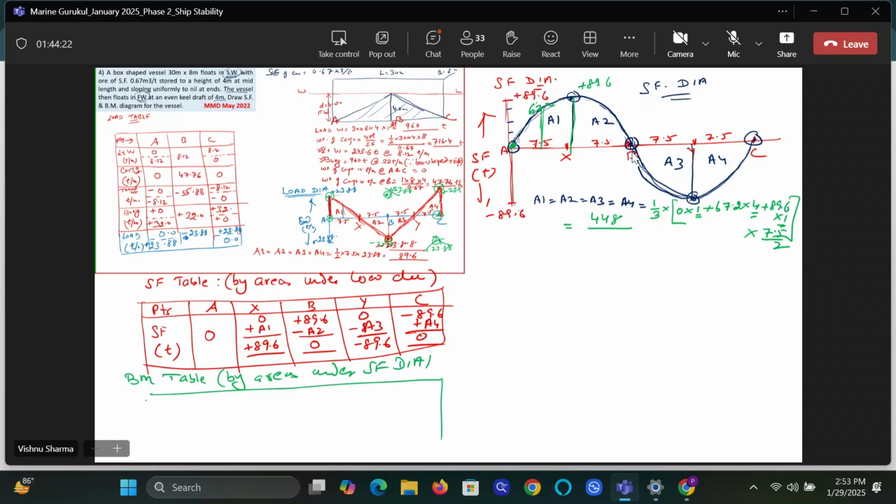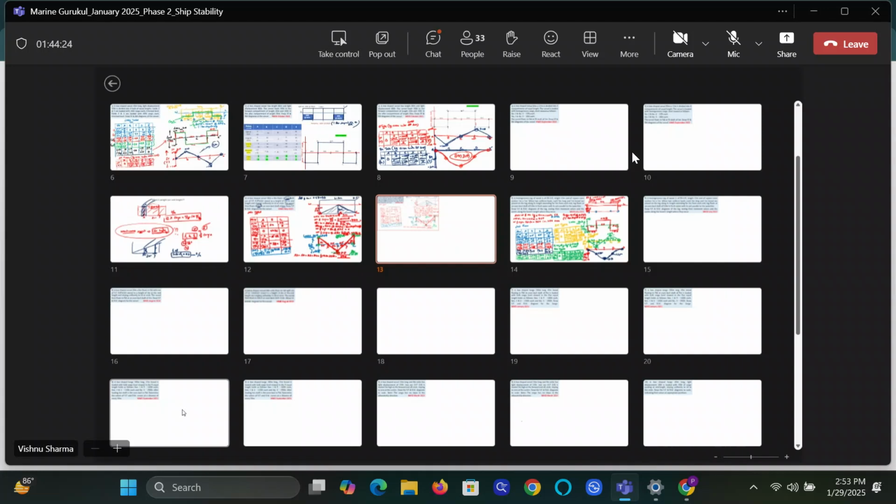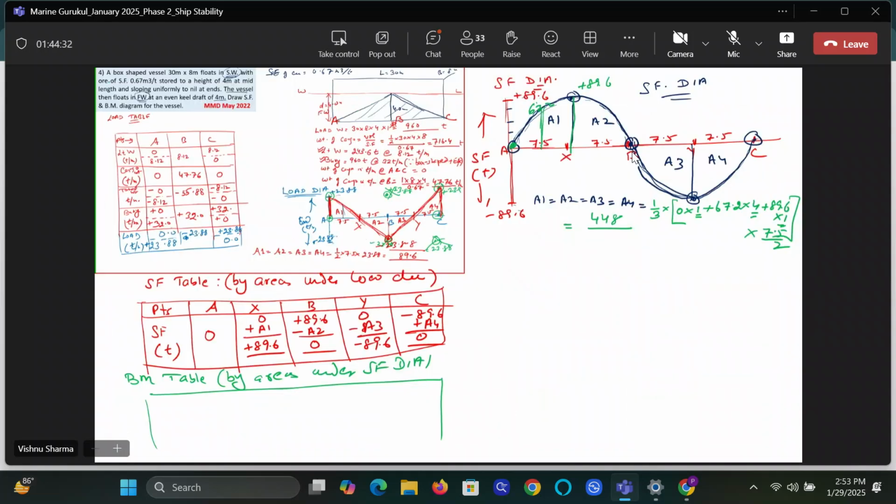Guys, if anybody has any doubt, you can interject a bit. Don't worry, you can interject. Where was I? Okay, let me just go back, it will come. Okay. One, two, three, four, 5. BM units will be ton meter, guys. It will be A, X, B, Y, C.